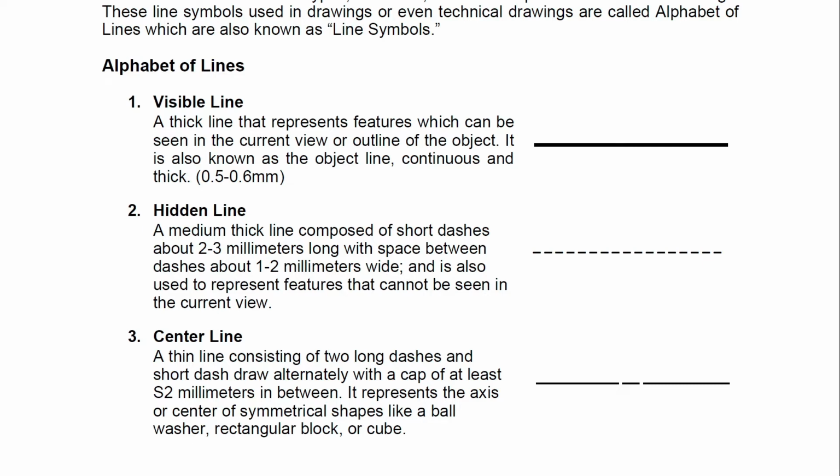Okay? Next, for the number 3, we have the center line. So, center line is a thin line consisting of two long dashes and short dash drawn alternately with a gap of at least 2 millimeters in between. It represents the axis or center of symmetrical shapes like ball, washer, rectangular block, or cube.